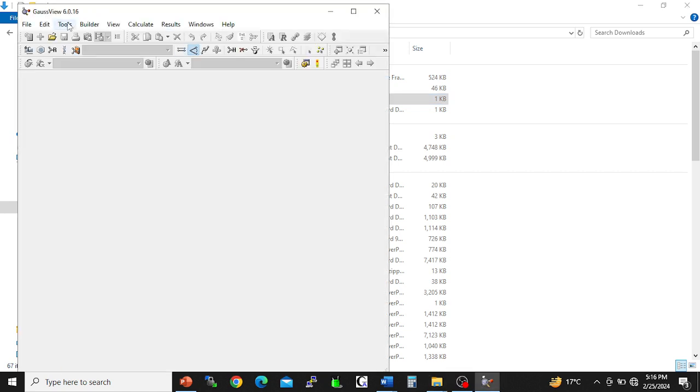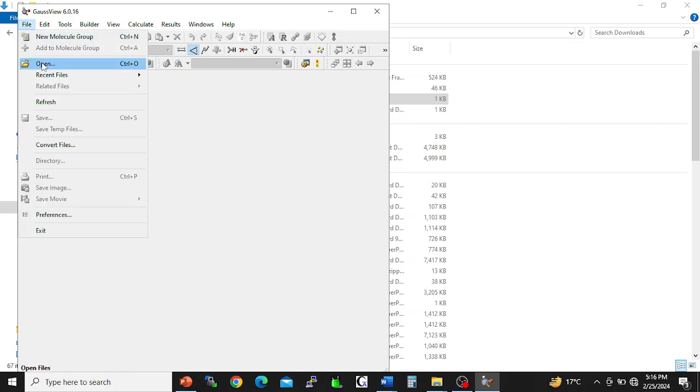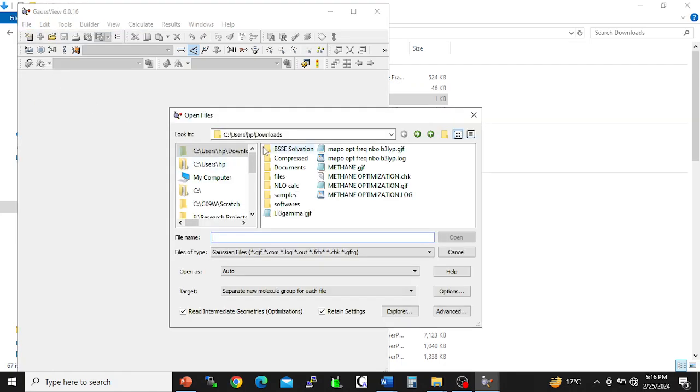Let's say we open up the log file. We go to File, and we click Open. And in Download, we look for the output file, which is methane optimization.log, this one here. When you're opening this file, you need to make sure that you check this one here, which is saying read intermediate geometries, because it will show all the geometries which were drawn by the software during the process of optimization.